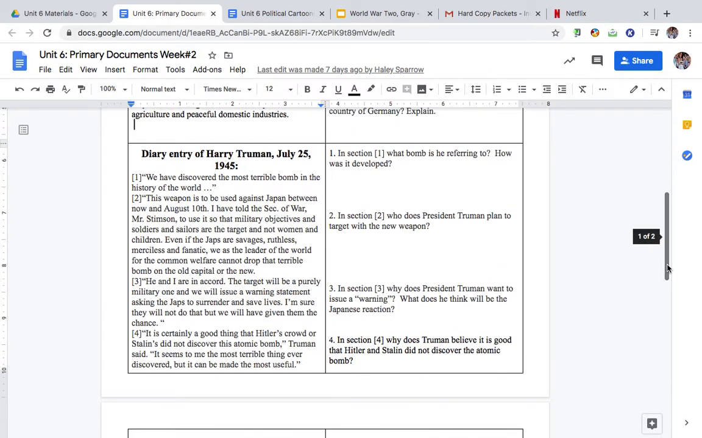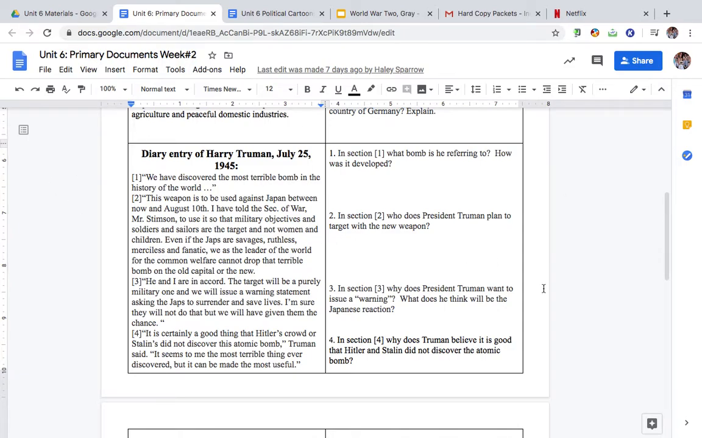Okay, in section 1, what bomb is he referring to? And then how was it developed? Okay, in part 2, the how was it developed, that is one that you can pull from the notes. Okay, so again, using the background information, what project was used to create that? Okay, number 2, who does President Truman plan to target with his new weapons? Again, there are 2 specific things that you can have. Okay, there are 2 different answers that I will accept for that one in section 2 here.